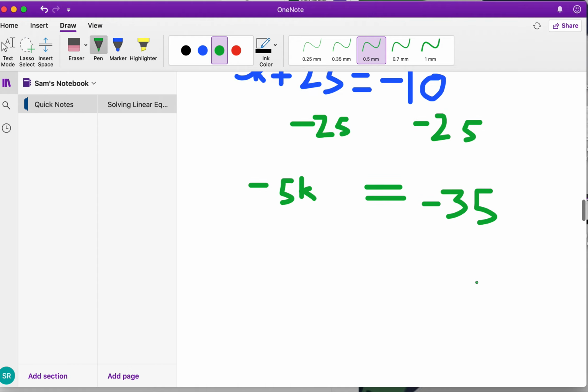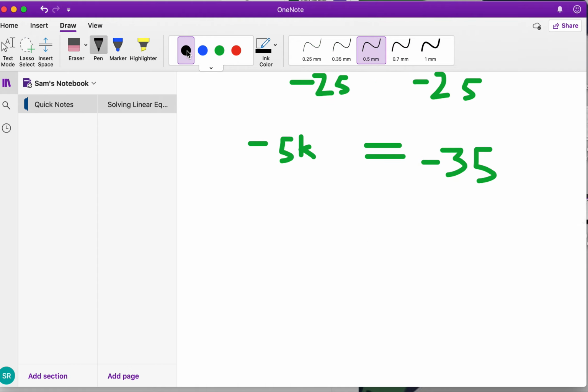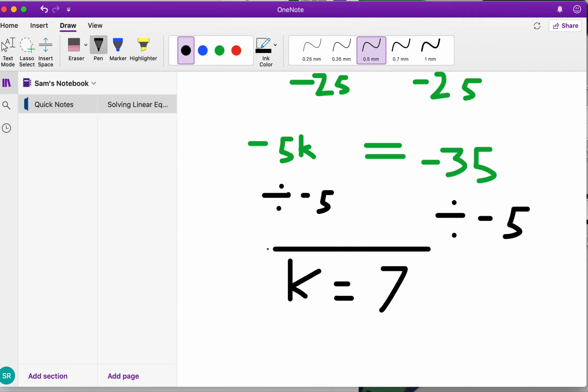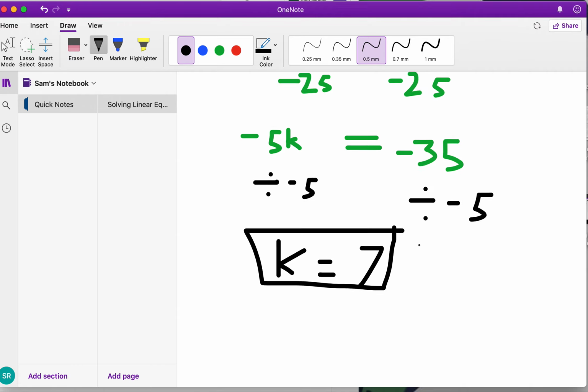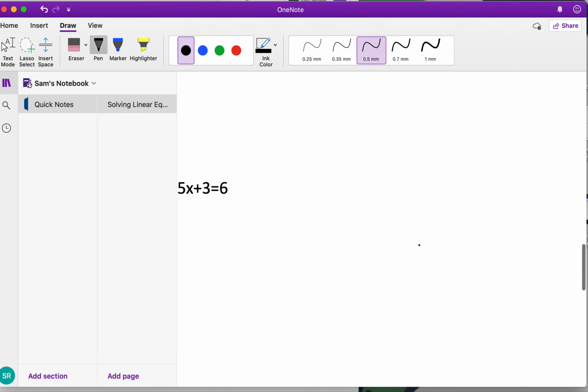Remember now we have the coefficient, we want to divide by the coefficient, which is negative 5. If we divide by negative 5, and then we divide by negative 5 on this side, we get k is equal to 7. Negative 35 over negative 5. So there you guys go. K equals 7. All right.